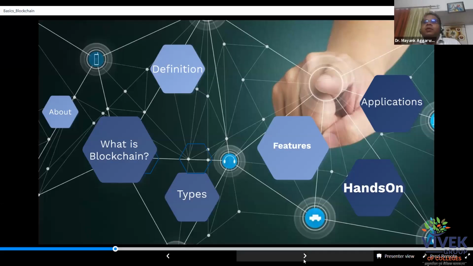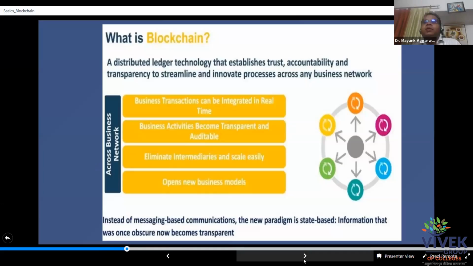Just so that you understand what a blockchain is. A blockchain is a distributed ledger technology that establishes trust, accountability, and transparency to streamline and innovate processes across any business network. Many people were asking what is a blockchain. So it is a technology, distributed ledger technology. Why is it used? To establish trust and accountability, and it can be used across any business network. You can use it in any business model, you can use it in any university. Even when you use an ERP solution, you can transfer that ERP solution into a blockchain.